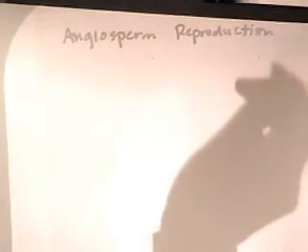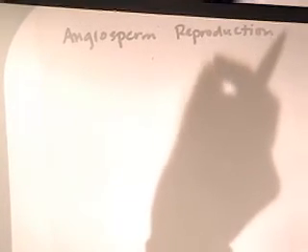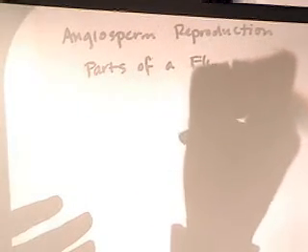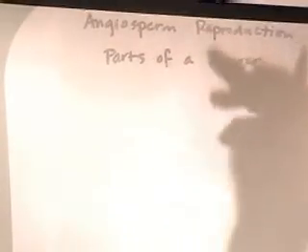Let's start with structures. For the angiosperm, its reproductive organs are really all housed in the flower. So we're going to go through first the parts of a flower. First of all, you've got your petals. Petals are thought to be possibly attractants for bees and other organisms that might help pollinate, help that fertilization process take place.